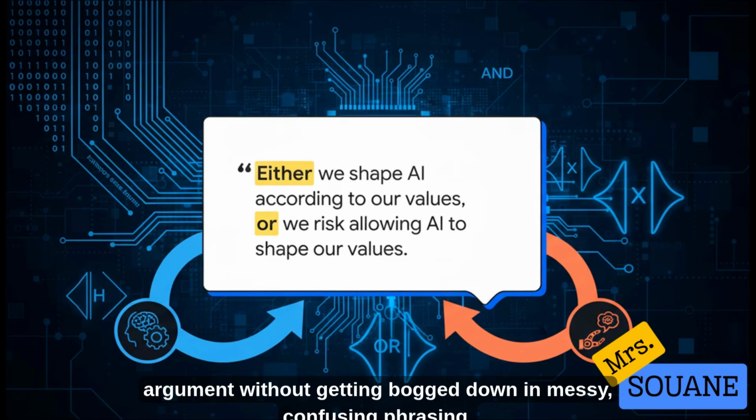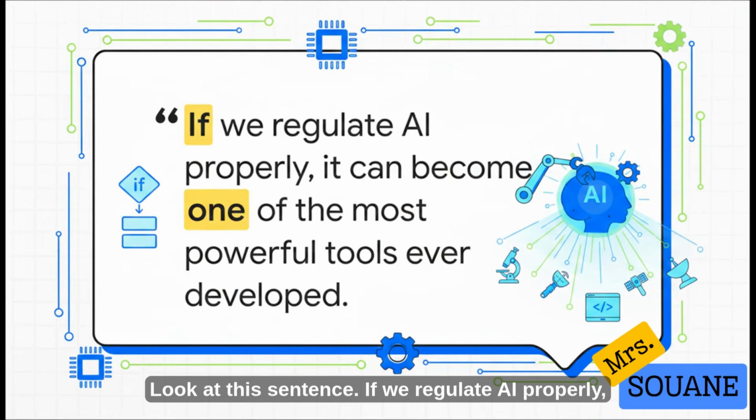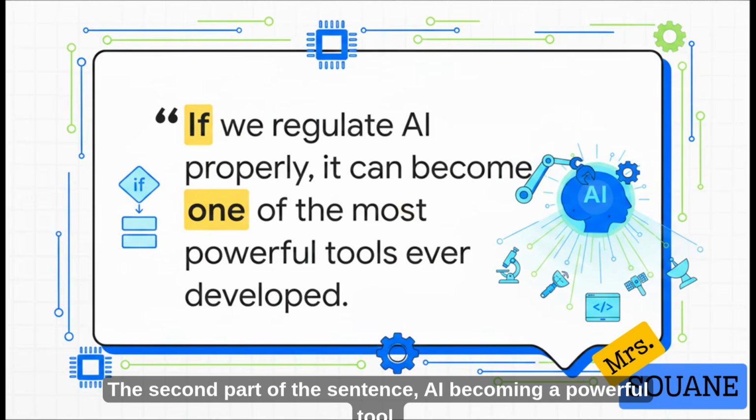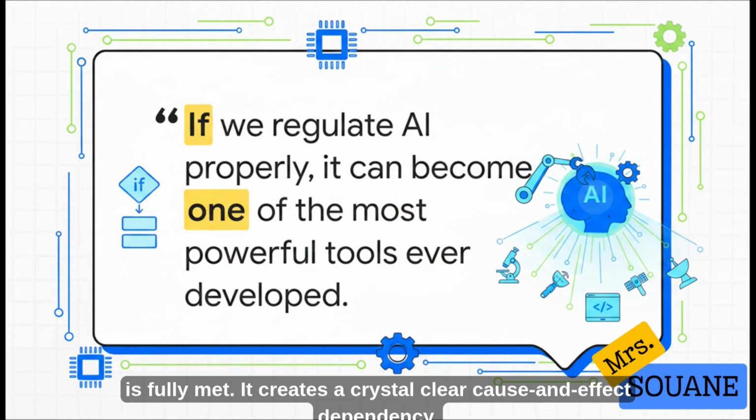So the absolutely crucial point here is understanding dependency. Look at this sentence. If we regulate AI properly, it can become one of the most powerful tools ever developed. Here, we're using the subordinating conjunction if. Just like an if statement in coding, this establishes a super strict condition. The second part of the sentence, AI becoming a powerful tool, literally cannot execute unless the first condition, regulating it properly, is fully met. It creates a crystal clear cause and effect dependency.